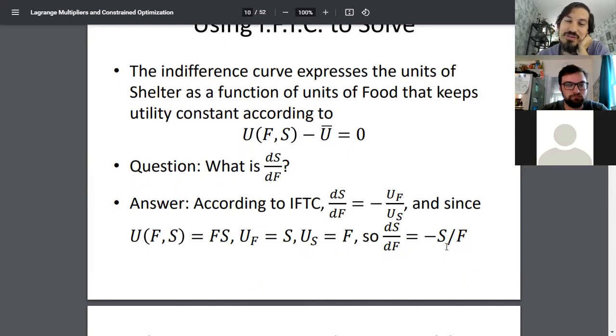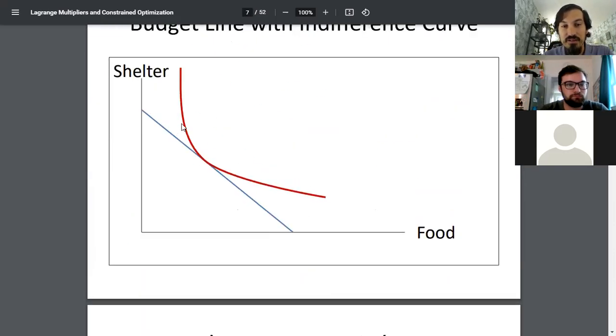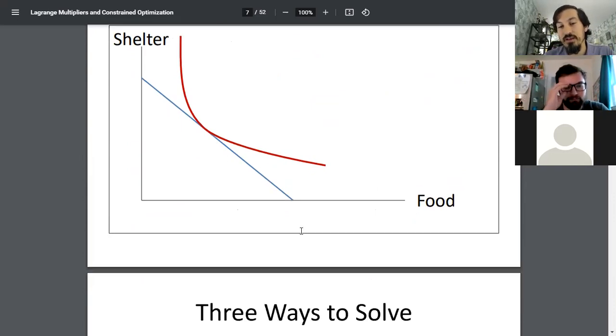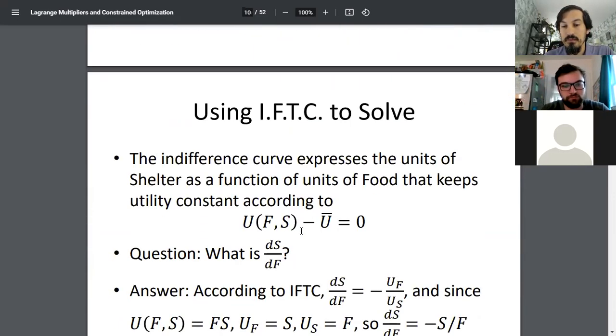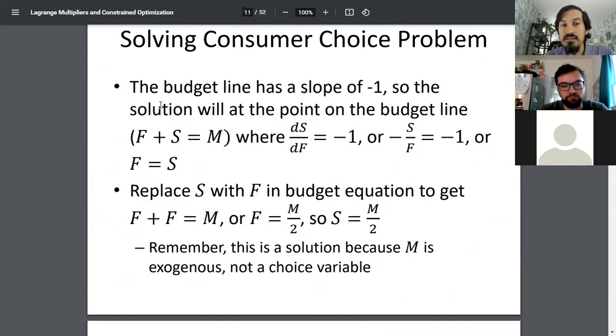How were we using this to solve the problem? Well, we knew at the solution, the slope of the indifference curve is equal to the slope of the budget line. Once again, that comes from this picture. The slope of this red line is equal to the slope of this blue line. What's the slope of the blue line? It's defined to be equal to 1. Well, sorry, -1. It's not +1, it's -1. So the solution will be at the point on the budget line, f plus s equals m, where ds over df is equal to -1.